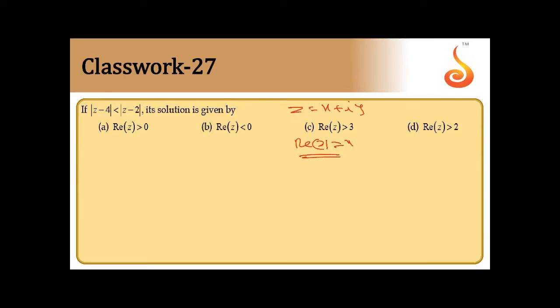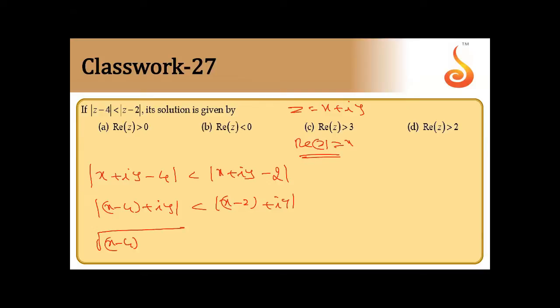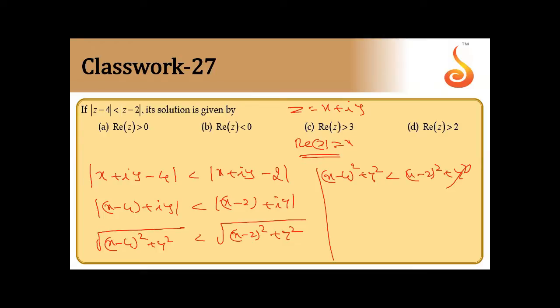So now we can substitute z equal to x plus iy on both the sides. So this is modulus of x plus iy minus 4 less than modulus of x plus iy minus 2. So x minus 4 plus iy less than x minus 2 plus iy. You can take magnitude, means root over (x minus 4) whole square plus y square less than root over (x minus 2) whole square plus y square. Squaring on both sides, so (x minus 4) whole square plus y square is less than (x minus 2) whole square plus y square. The y square cancel.